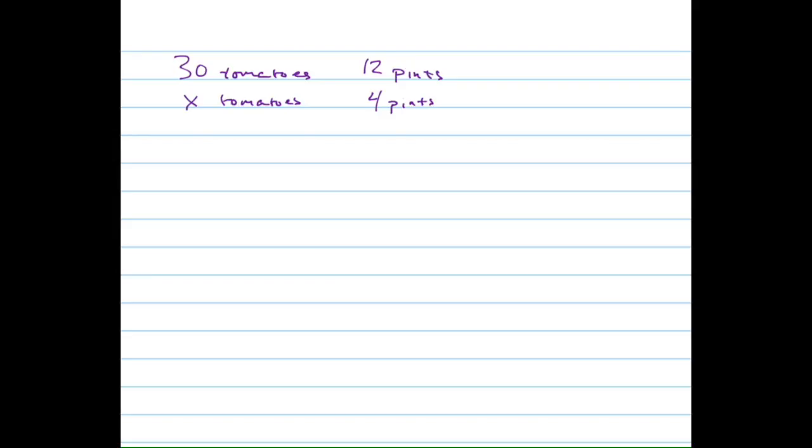We have two options for setting up our proportion. We could do 30 tomatoes to 12 pints, okay? 30 tomatoes to 12 pints. And then on the other side of our proportion, we need to have the number of tomatoes to the number of pints. So notice we match across the top, we match across the bottom.